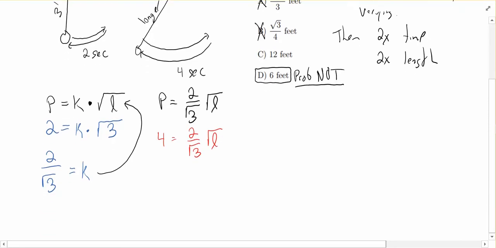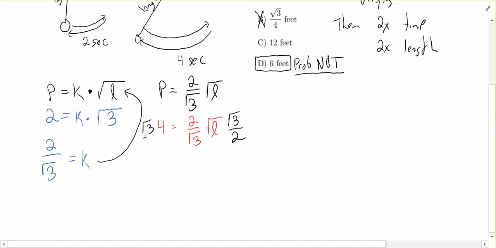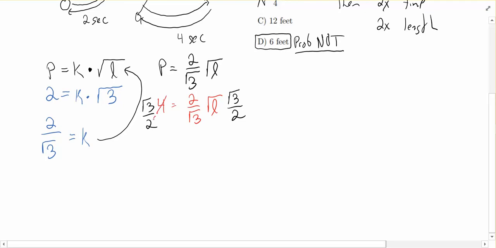And now we have some work to do. So now in order to get the L by itself, we need to get rid of that fraction that's in front of it. So I need to multiply both sides by root 3 over 2. So over here on the left, 4 divided by 2 is going to leave me with 2. So I have 2 root 3 over here. On the right, all I'm left with is root L.